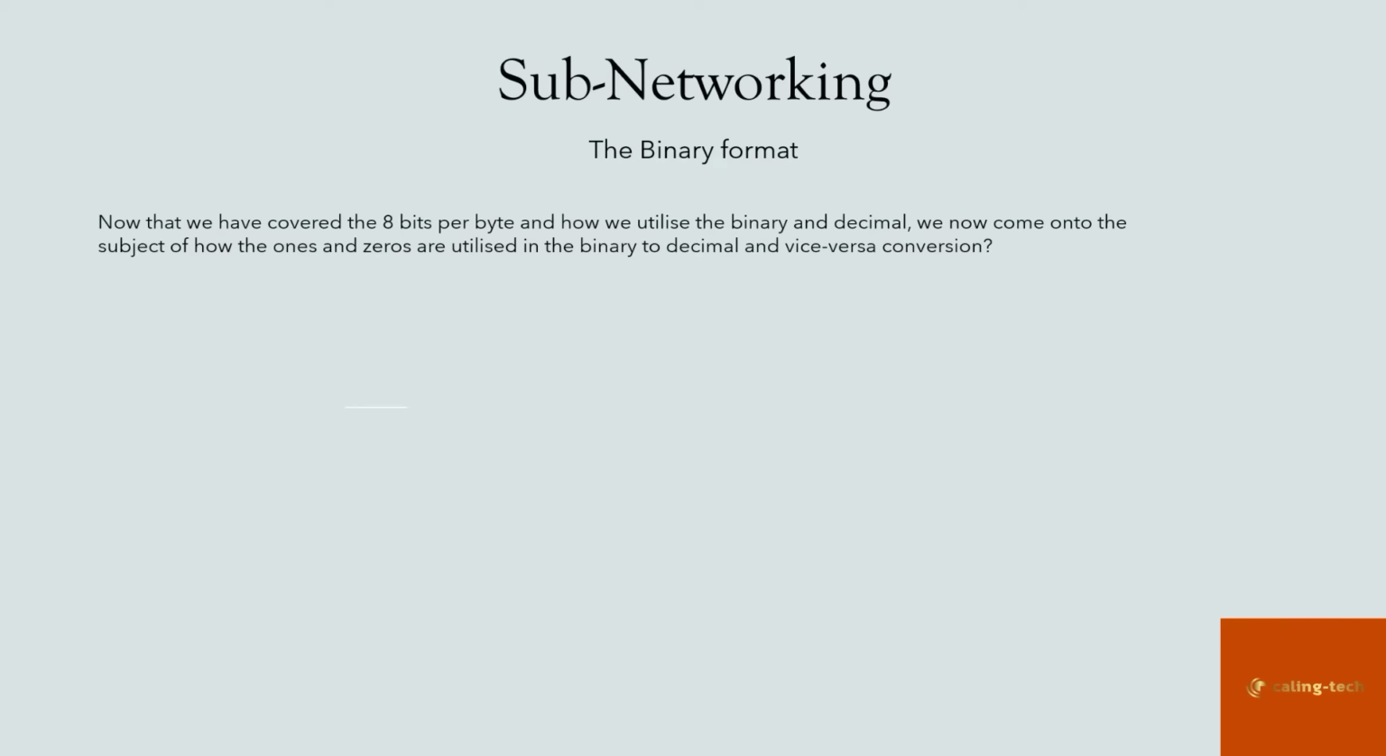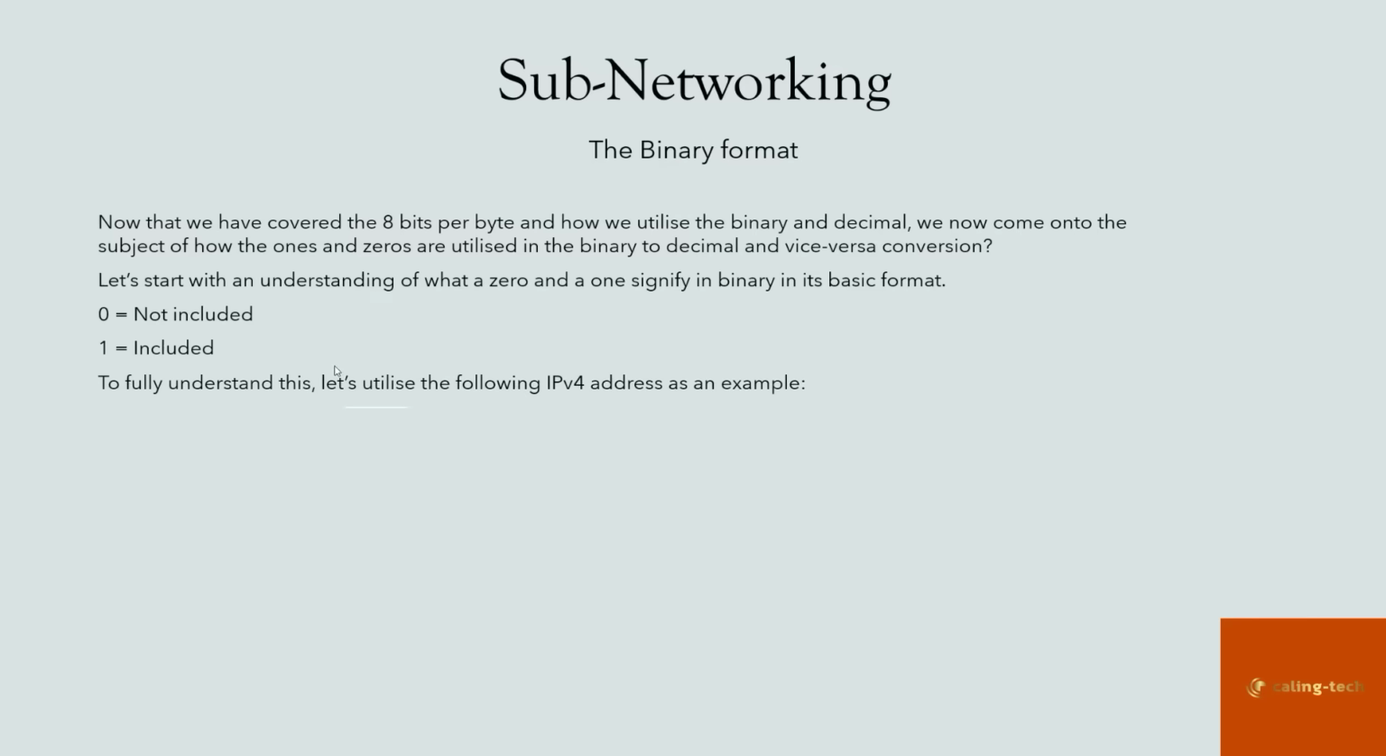So now that we've covered the 8 bits per byte and how we utilise the binary and decimal, we now come on to the subject of how the ones and zeros are utilised in the binary to decimal and vice versa conversion. Let's have a look at that. We're going to start with an understanding of what a 0 and a 1 signify in binary in its basic format. A 0 is not included because it's switched off. A 1 is included because it's switched on. So that we can fully understand this, let's utilise the following IPv4 address as an example: 192.168.16.25, and we're going to have a look at how we use the zeros and ones to make up this address in binary.